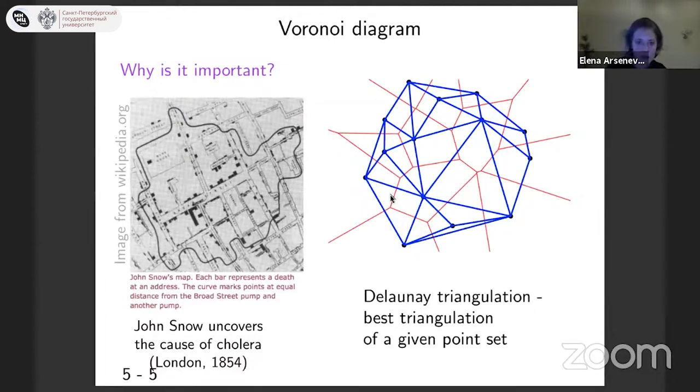But those are just illustrations, so I will not really elaborate on Delaunay triangulations more.